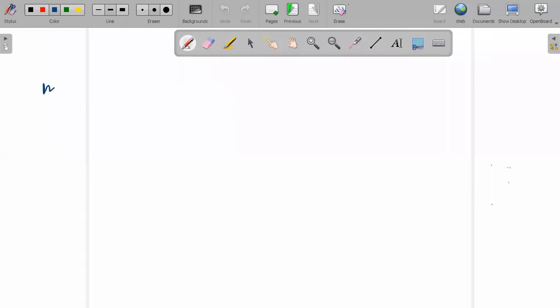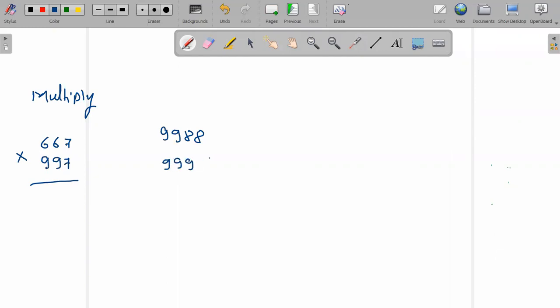Okay, multiply. See, 667 and 997. Yes, do it. 9988 and 9996. Do this multiplication. I am writing the question. Do it quick. No need to take much more time.